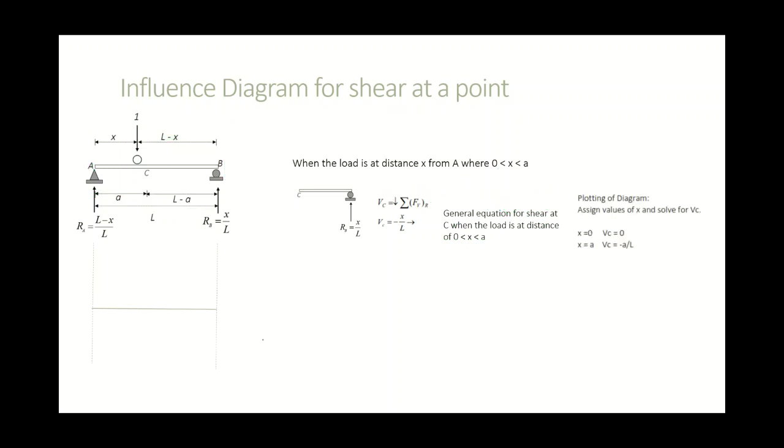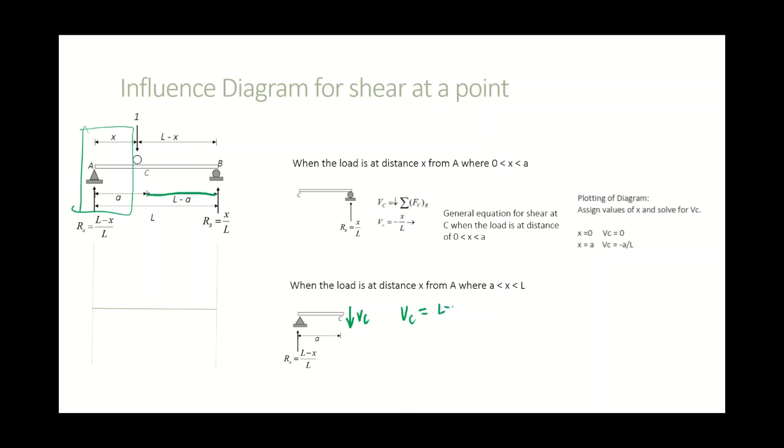Then, next is a to x to l, diba? So, again, ito namang left side ng FBD. So, ito yung FBD niya, diba? And then, VC. So, your VC is equal to positive L minus x over L. So, same lang. At x is equal to a, tapos at x is equal to L, substitute nyo lang dyan sa x. Makukuha nyo yung values.